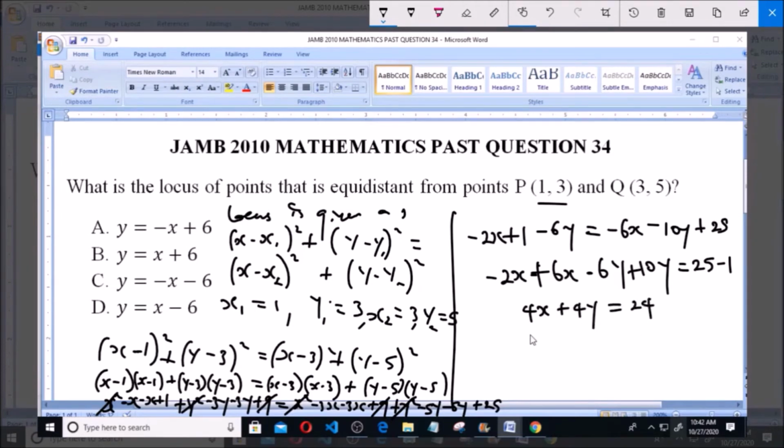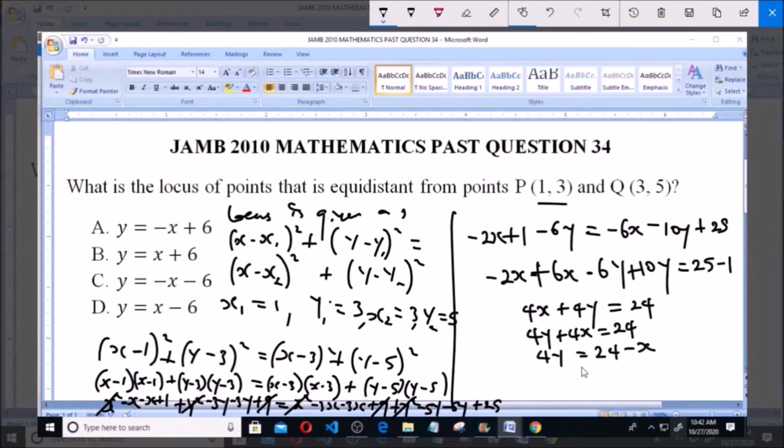Now we can write this as 4y plus 4x is equal to 24. Now let's take x back to this place. We'll have 4y is equal to 24 minus 4x.